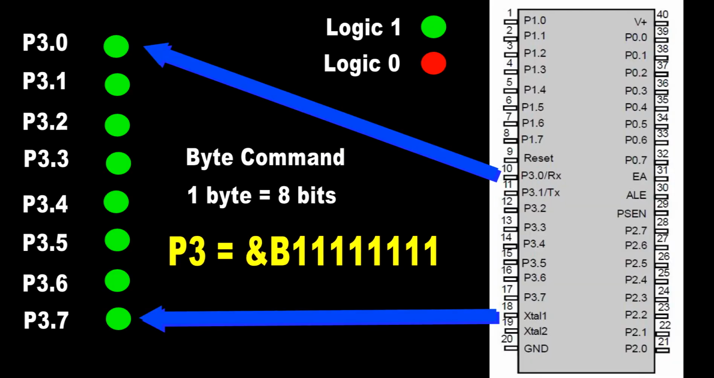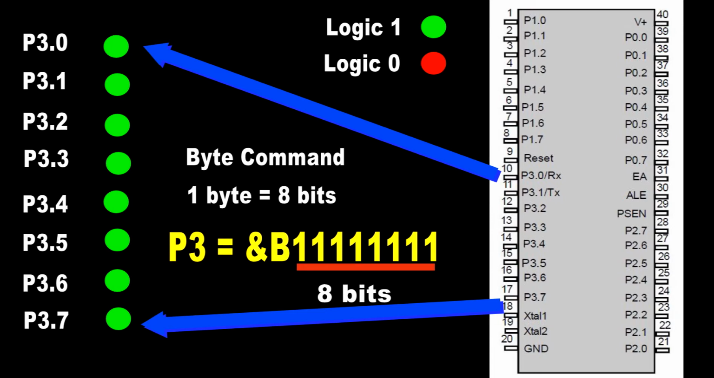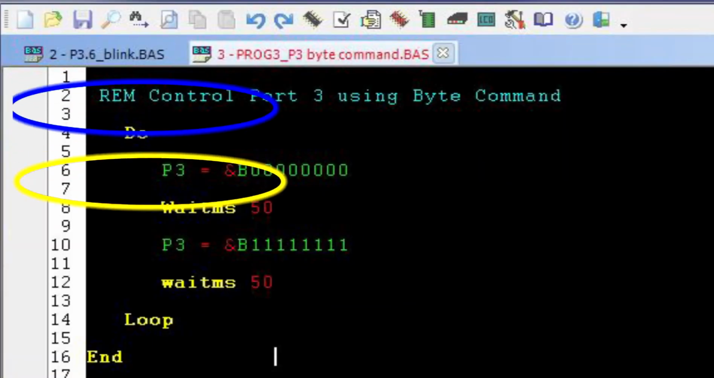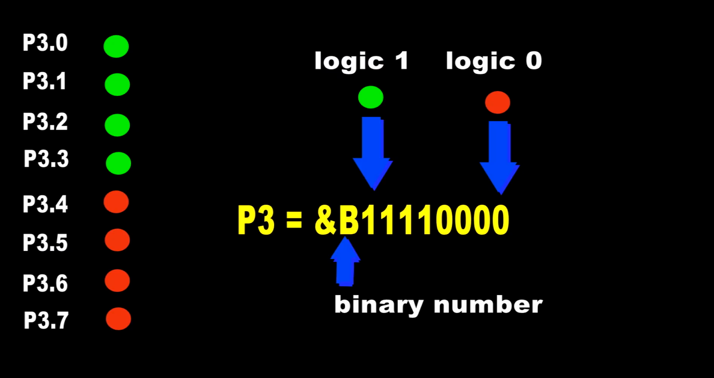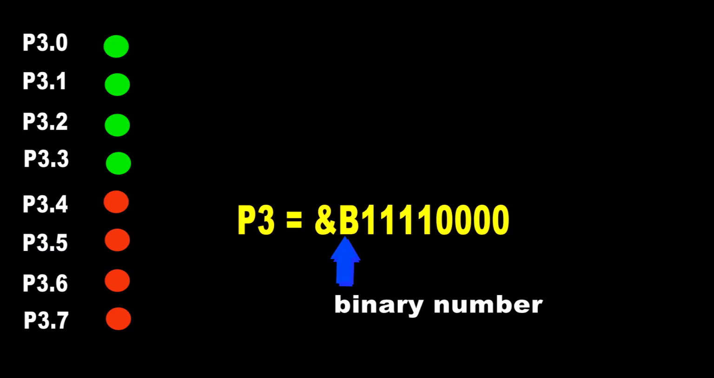Alright, so for commanding port 3 to go logic 1 in 1 byte or 8 bits, I use the instruction P3 is equal to &B11111111. There will be 8 ones. It means you are telling the microcontroller that all the ports in P3 go logic 1. This time, I'm using a binary notation because it is easy for me to understand the ports when 1 simply means logic 1 and 0 simply means logic 0.